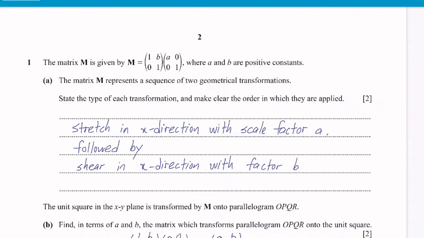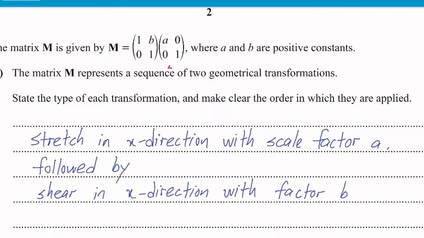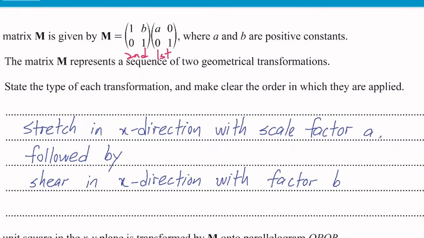For the first one, we have the multiplication of the matrices here. It actually means that this is what we do first, and this is what we do second. This is a very important idea that we need to know. For the first one, we can see it's a stretch because we have the a here. It is a stretch in the x direction because in the y direction, the (0, 1) will stay as (0, 1).